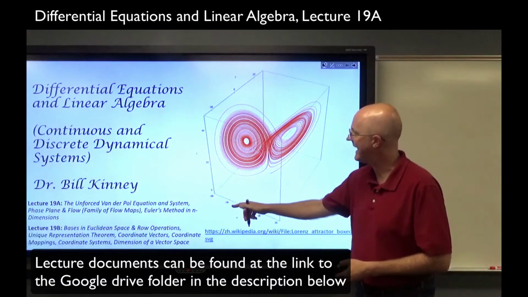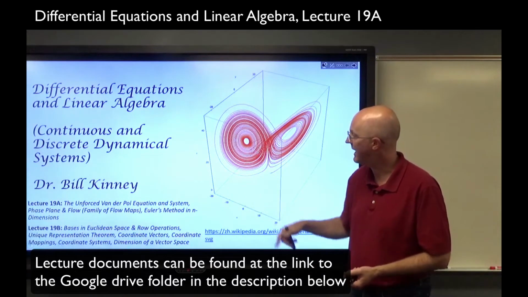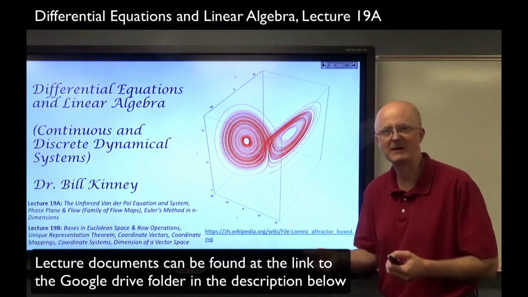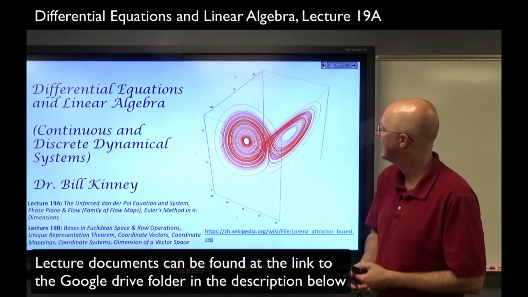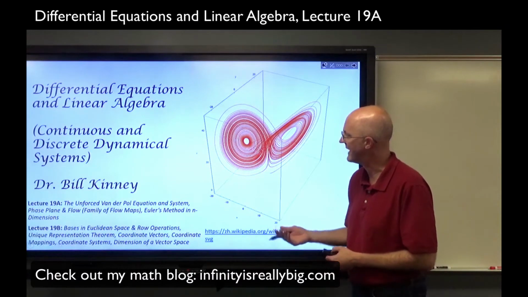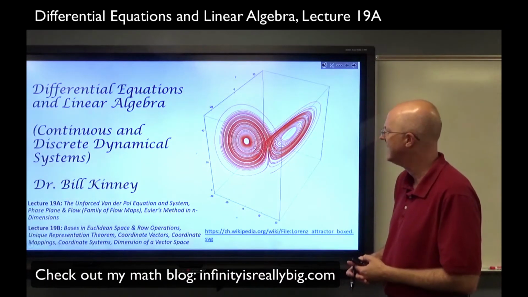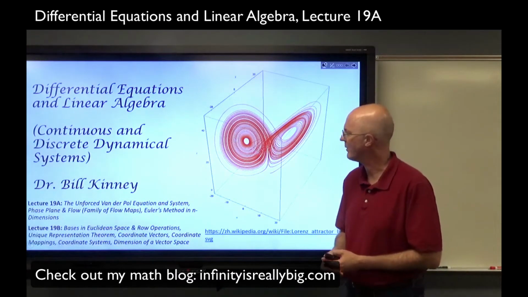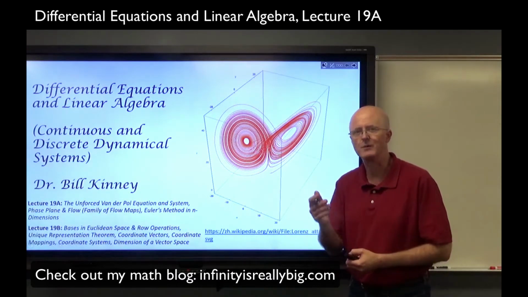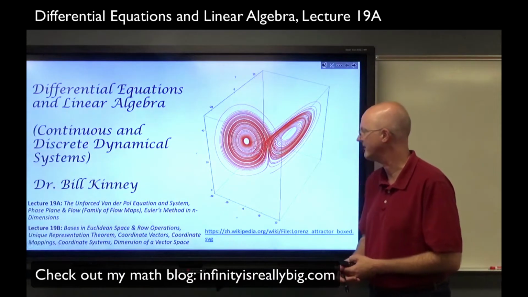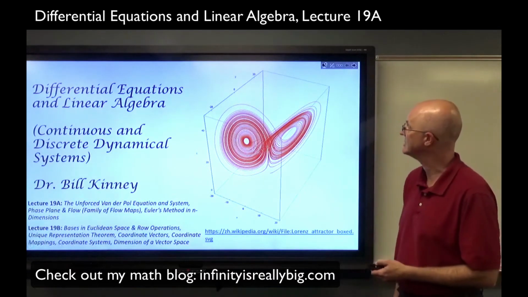Imagination is an important part of being successful in math. In lecture 19a, we're going to start by looking at an applied problem, something called the Unforced Van Der Pol equation, which is related to special kinds of electric circuits, and the corresponding system. We'll look at its phase plane and the flow, which again means a family of flow maps. Then we'll try to approximate the solutions with Euler's method in n dimensions, though n in this case will be 2. Lecture 19b continues to be pretty heavy duty on the theoretical linear algebra.